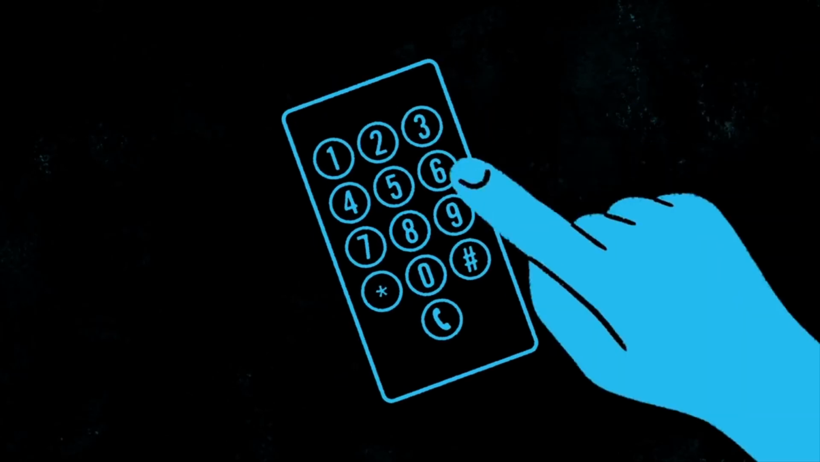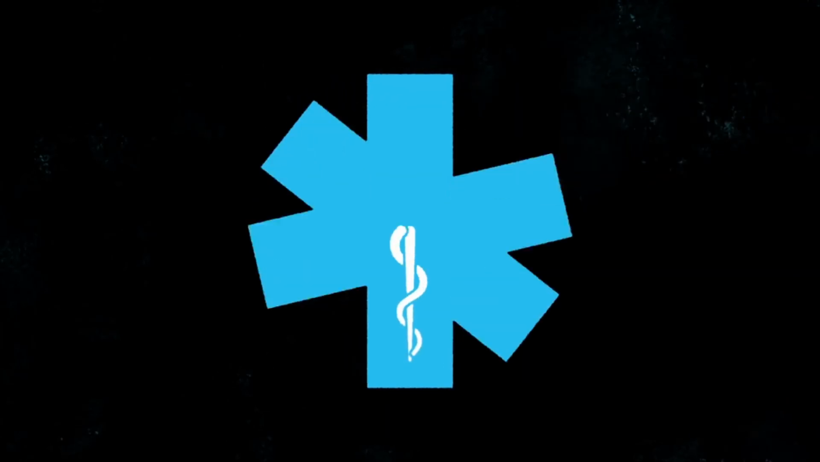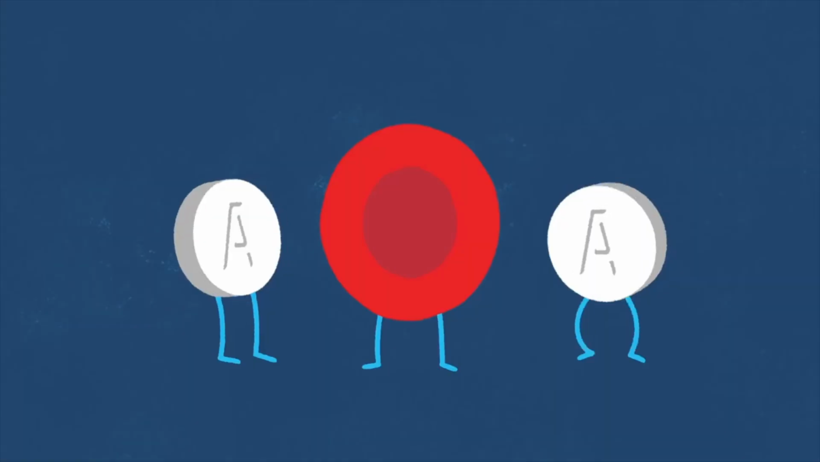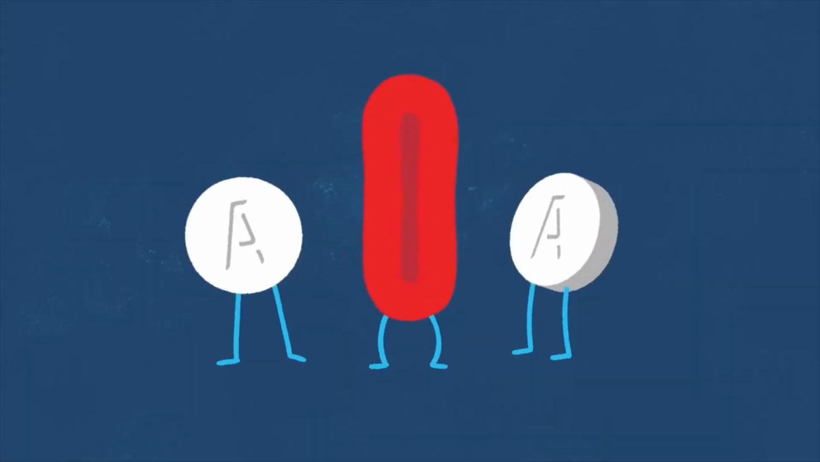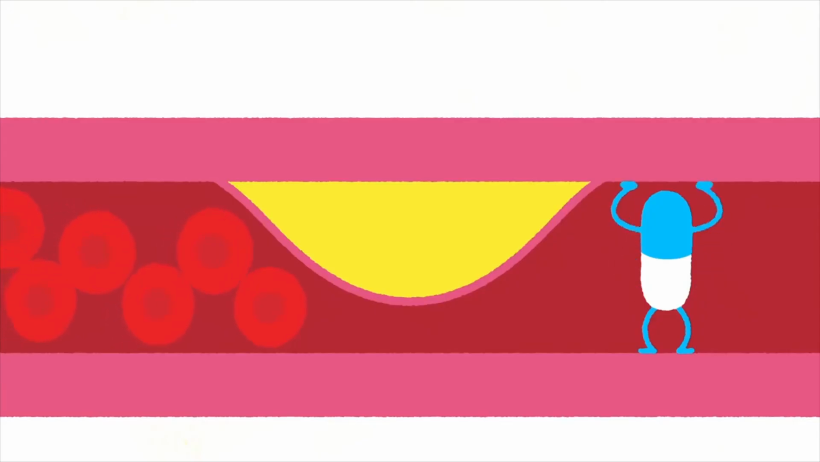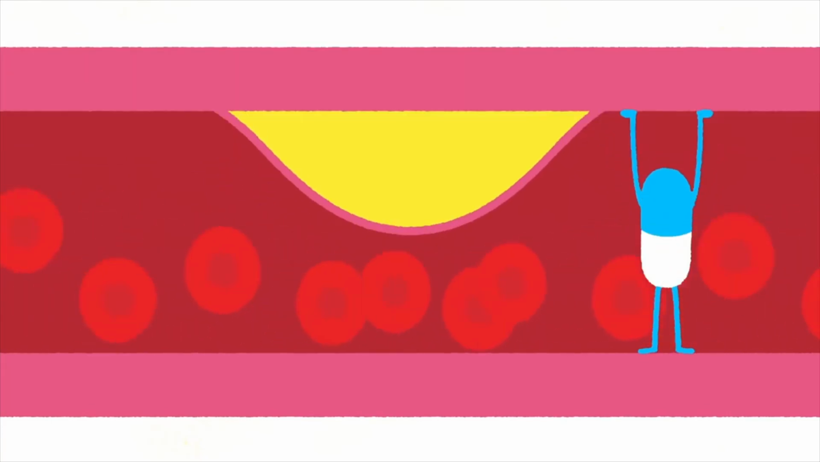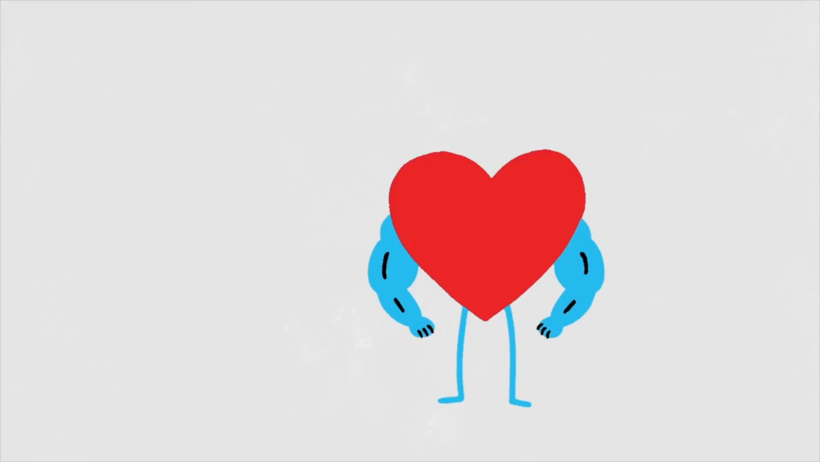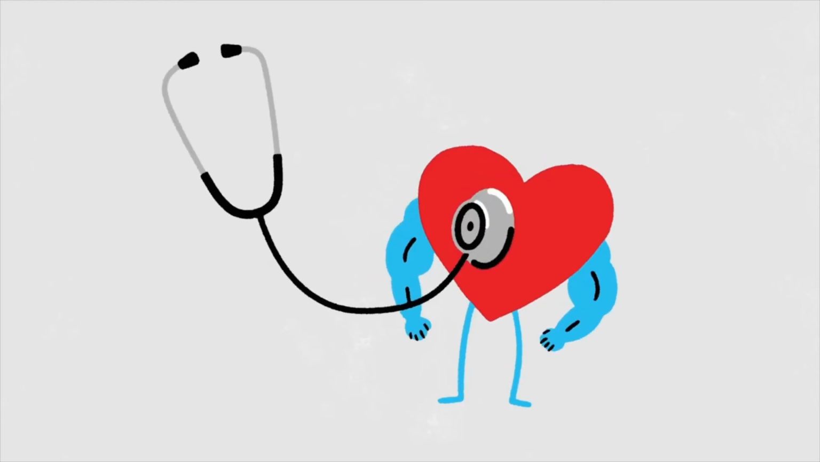If you think that someone might be having a heart attack, the most important thing is to respond quickly. If you have access to emergency medical services, call them. They're the fastest way to get to a hospital. Taking aspirin, which thins the blood, and nitroglycerin, which opens up the artery, can help keep the heart attack from getting worse.